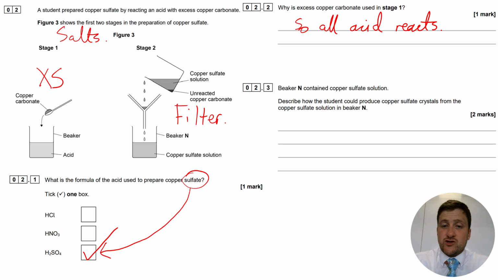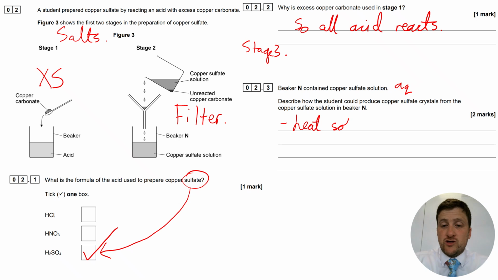Beaker N, so question 2.3, beaker N contained copper sulfate solution. Solution's important, that tells you it's aqueous. Describe how the student could produce copper sulfate crystals from the copper sulfate solution in beaker N. Now, if you go right back, it says stage 1, stage 2. You should have in your head already, there is a stage 3. We have excess in the first stage, filter in the second stage, crystallize in the third stage, and they're asking you about this practical. So, how do we do crystallization?